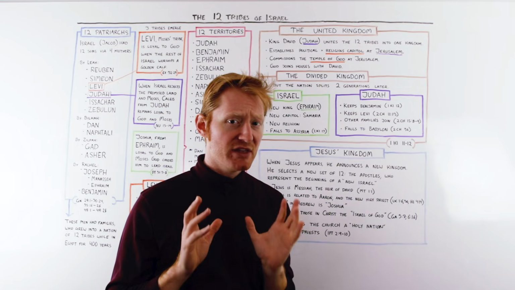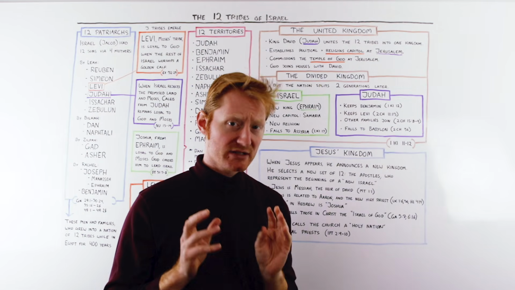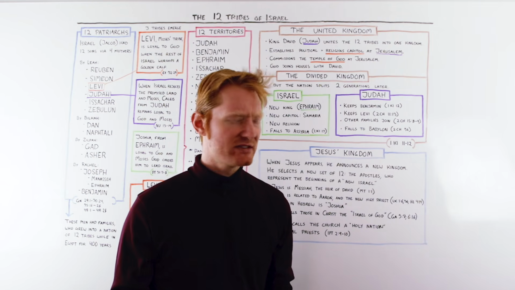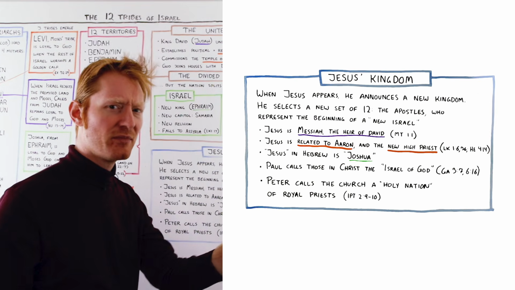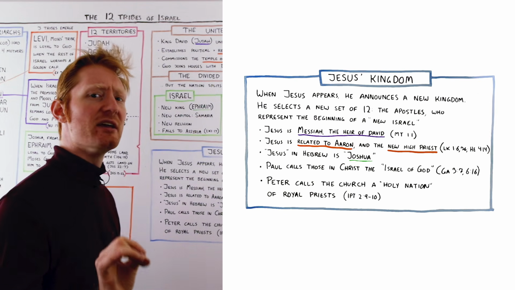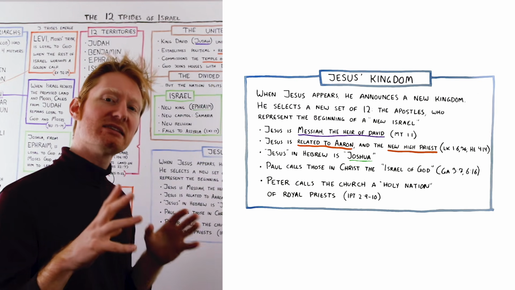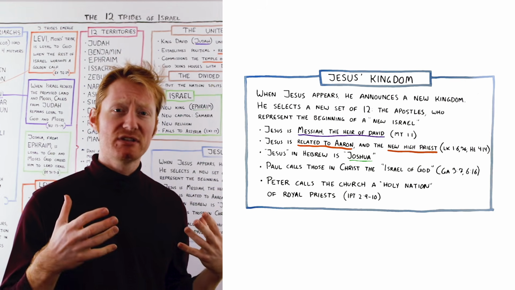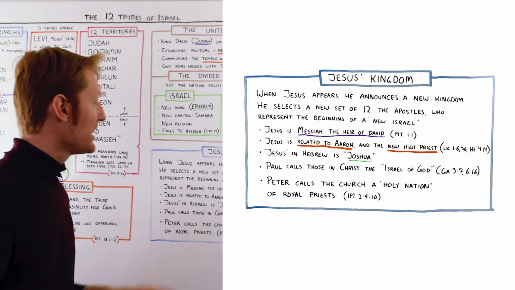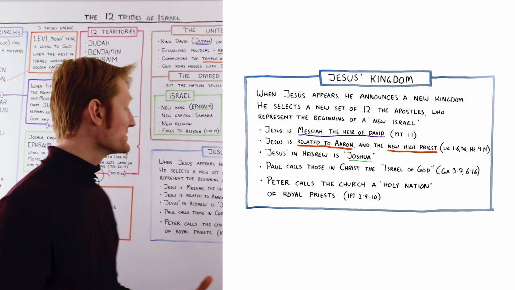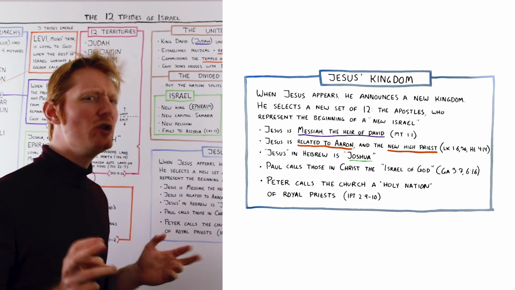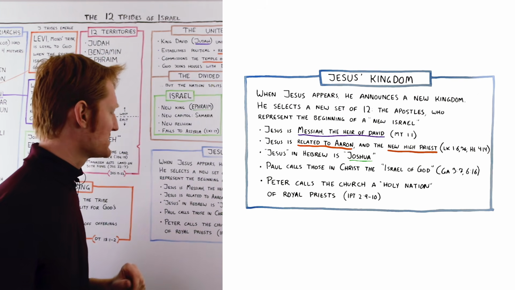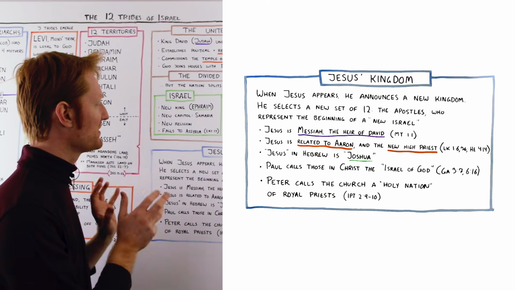Now let's fast forward to the New Testament, when we start seeing the person of Jesus showing up. Now when Jesus arrives, he announces a new kingdom. And a very interesting thing that he does when he announces that new kingdom is he selects his own set of 12 people to begin this new movement. And these 12 are known as the 12 apostles. They represent the beginning of a new Israel that we see explained and unfolding in the rest of the New Testament. And there's some really interesting things that are happening here.